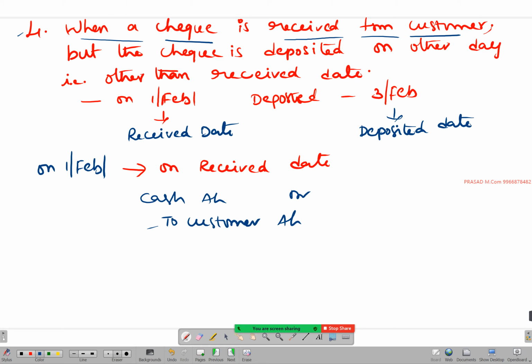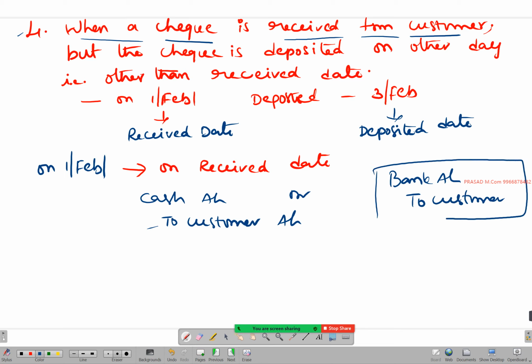So in that case we would record the entry like this: bank account to customer account. But we should not use this entry, we have to use this entry. The reason behind that is the check is received on one date, but the check is deposited on another date.